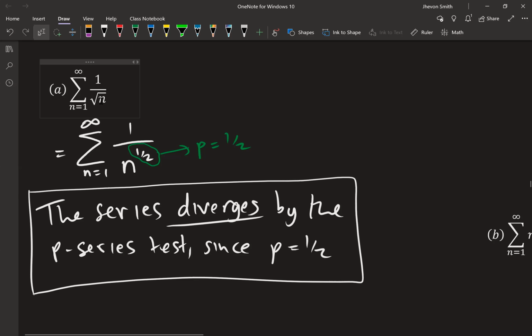Right? I can just see here the power is a half. It diverges. Why would I need to go through an integral or find some other series to compare it to when I can just look at it and eyeball and know the answer? It's just not worth doing anything else. Right?